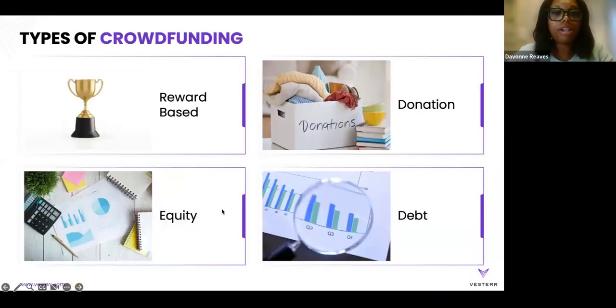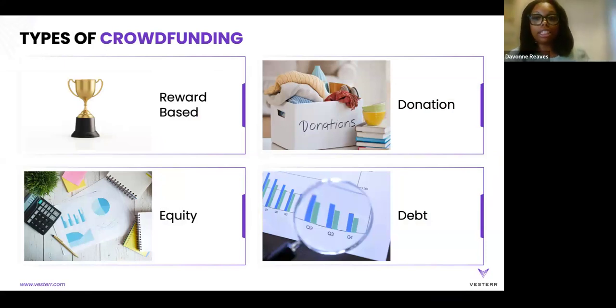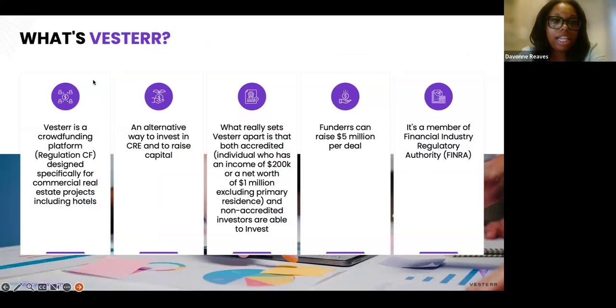So there are 4 different types of crowdfunding. There's reward-based, where if you contribute, you get some type of gift. There's donation-based, where a GoFundMe would probably be the best example. Equity-based is what we do, so you're investing in exchange for equity or ownership. Debt is when, say, I wanted to start my own mortgage company or something like that, and I'm raising capital for it and issuing out debt. So that's the debt side.